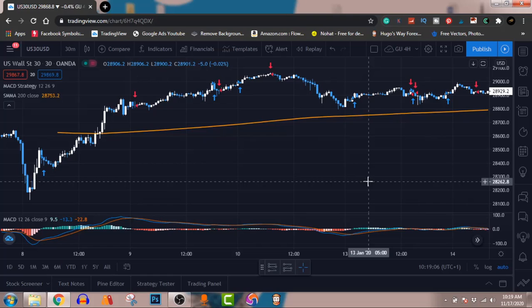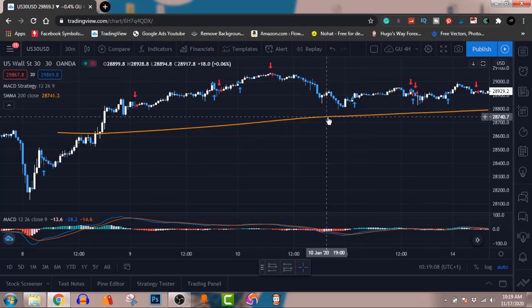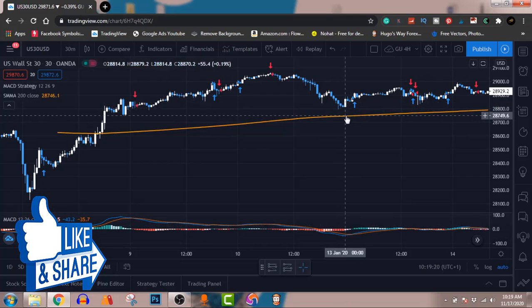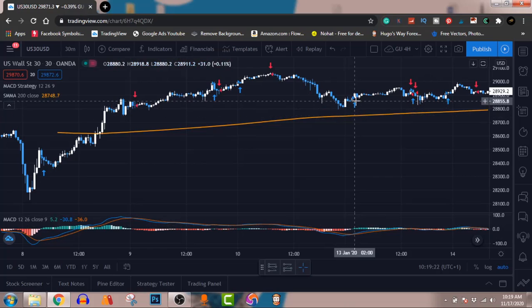So yes, how does the strategy work? It uses the 200 moving average to show the trend, and the MACD below or above the zero line. So once the MACD is below the zero line and the price is above this 200 moving average, you look for only buy setups, and vice versa. When the 200 moving average is above the price and the MACD line is above the zero line, you look for sell setups. So this one you see here is the first buy setup you see on the chart.